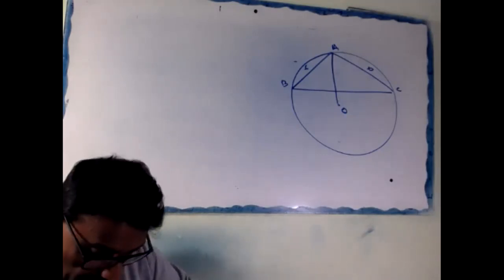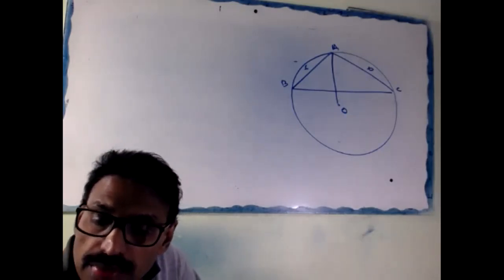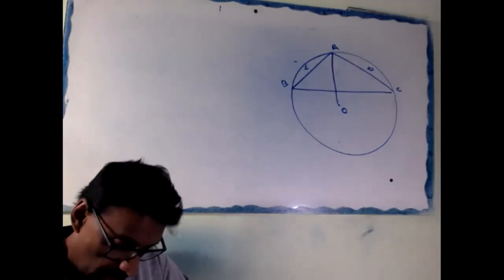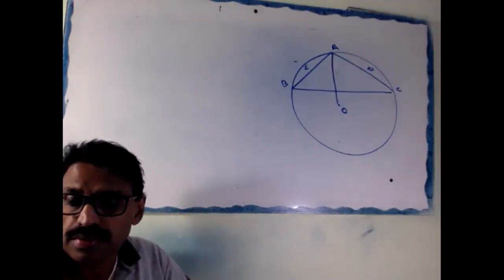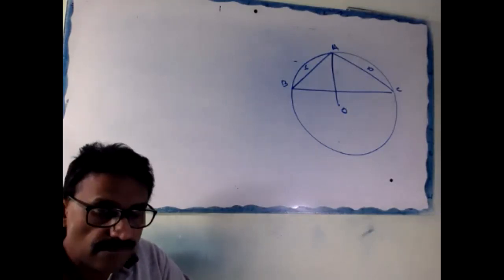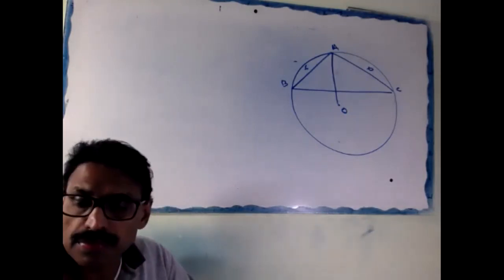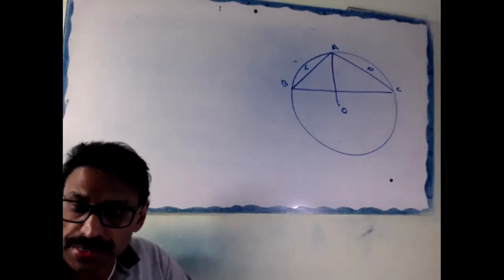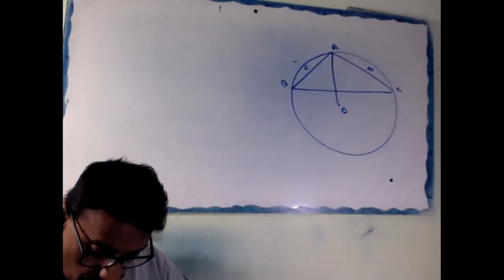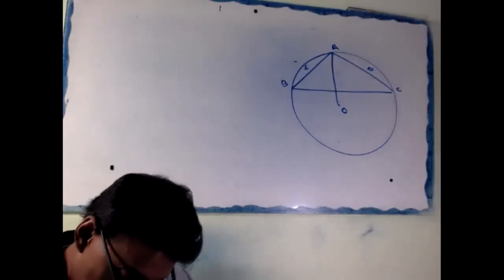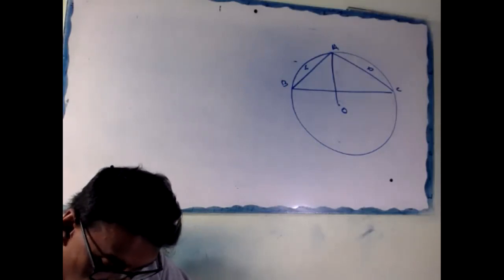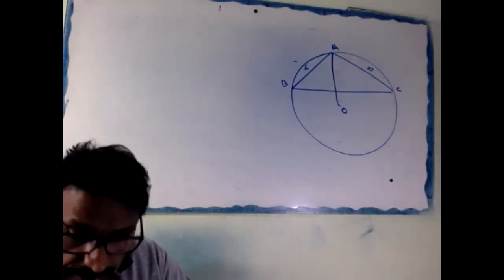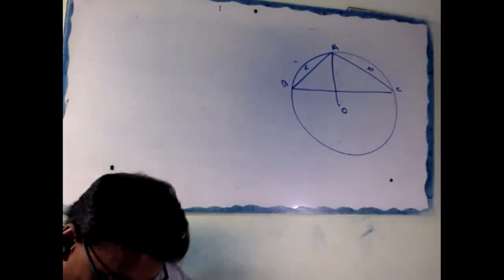Question. In a circle of radius 5 centimeter, AB and AC are two chords such that AB equal to AC equal to 6 centimeter. Find the length of chord BC.